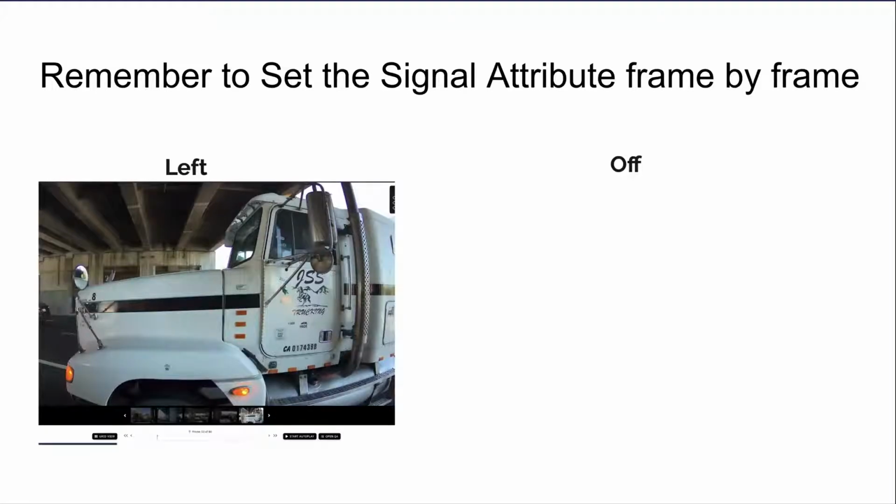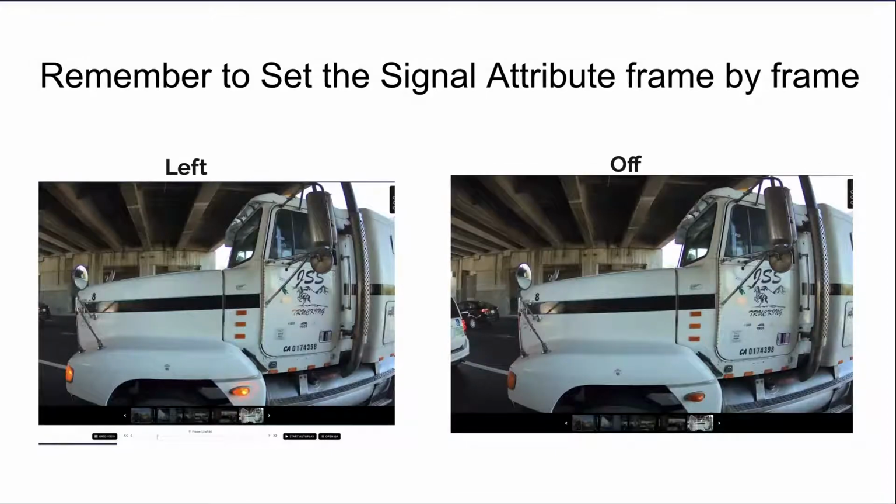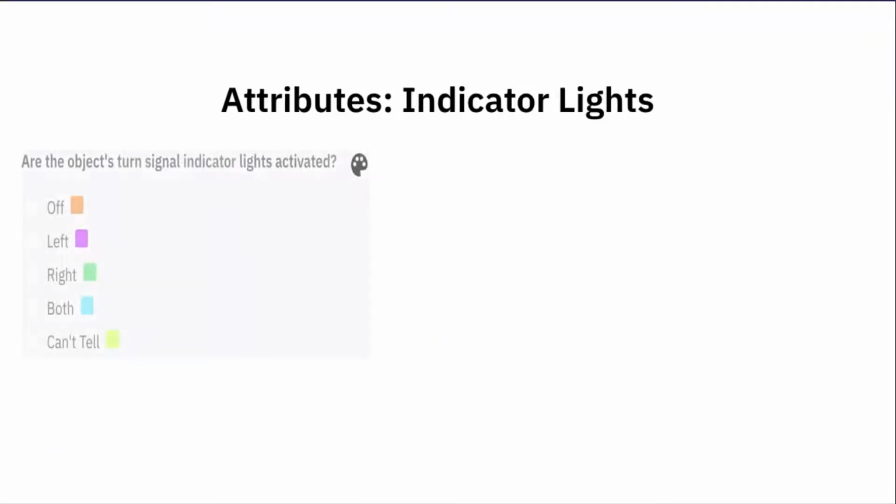So turn signal lights have to be set frame by frame. Here in this example, on the left side, let's say that's frame 13. Then on indicator lights, we would choose left. And on the right side, we don't see any turn signal lights activated, so we would select off. We would only base our choice on what we see in the camera view.